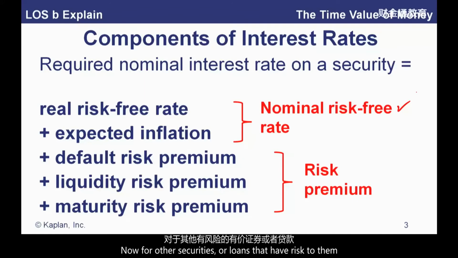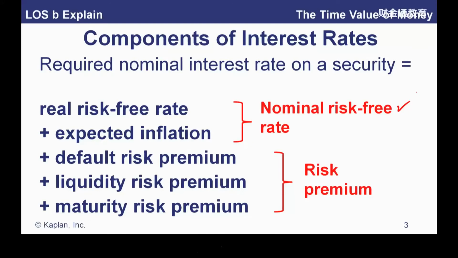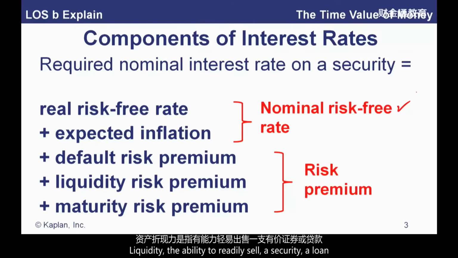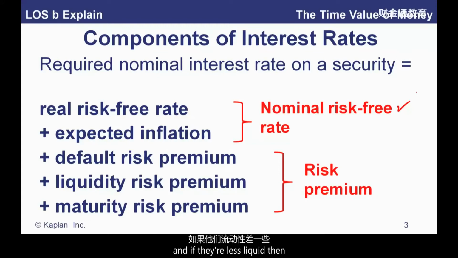Now, for other securities or loans that have risk to them, we'll add a default risk premium. Liquidity, the ability to readily sell a security, a loan, for its intrinsic value, varies across securities, and some are less liquid. And if they're less liquid, then there'll be a premium for this lack of liquidity too. So that's our liquidity risk premium right here.